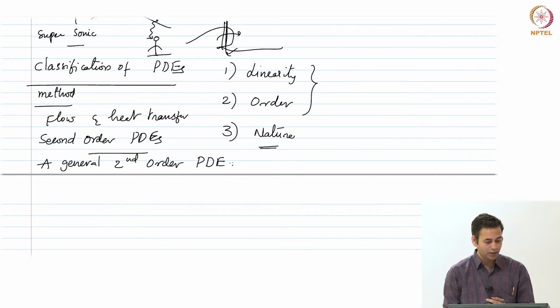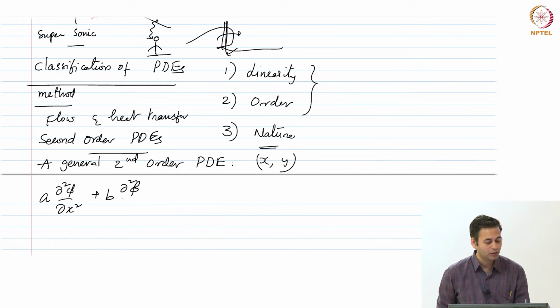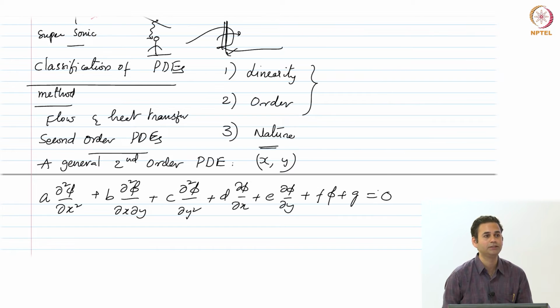Now, when I say a general PDE, we are going to consider a general partial differential equation in x and y, that is, in 2 dimensions. So, I would write it as a times ∂²φ/∂x² plus b times ∂²φ/∂x∂y plus c times ∂²φ/∂y² plus d times ∂φ/∂x plus e times ∂φ/∂y plus some f φ plus g equals 0, okay. So, let us say this is a general second order PDE that we come across.